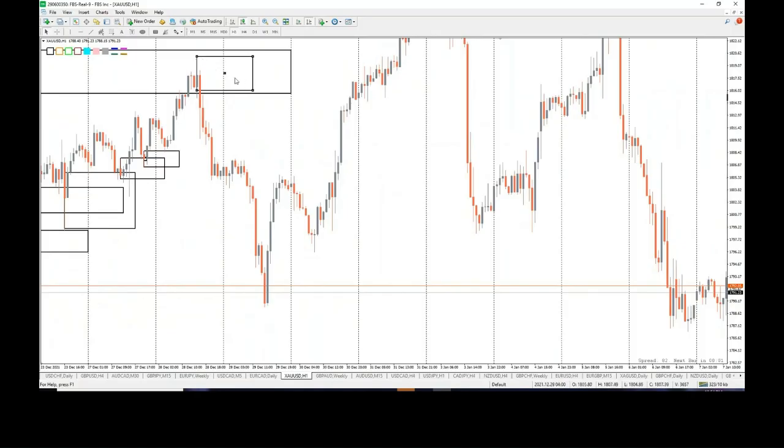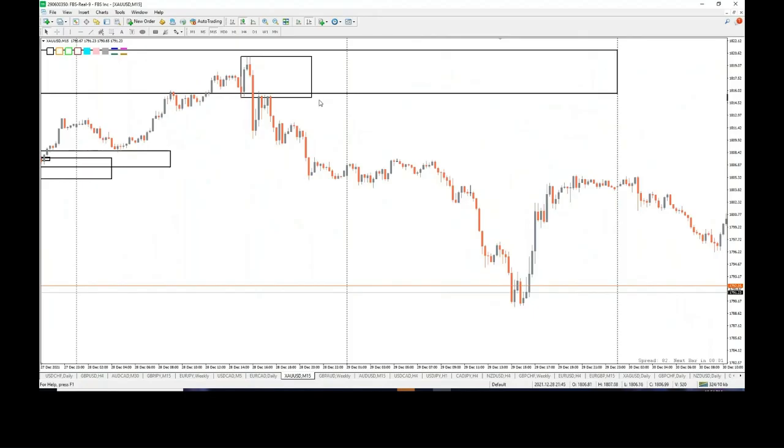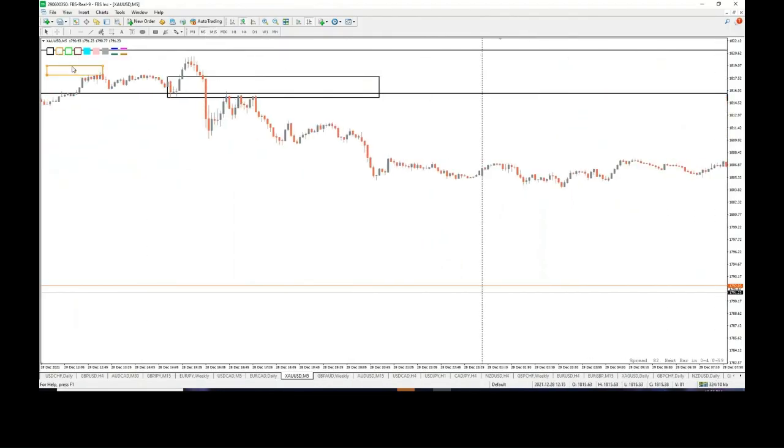We wait for H1 or M30. So if you think this zone is big, what do we do? We have to wait for M30 or M15. But at this moment, there's no M15 entry right here, because this is M15, right? There's a confirmation on M5 or M1, so this is your entry.